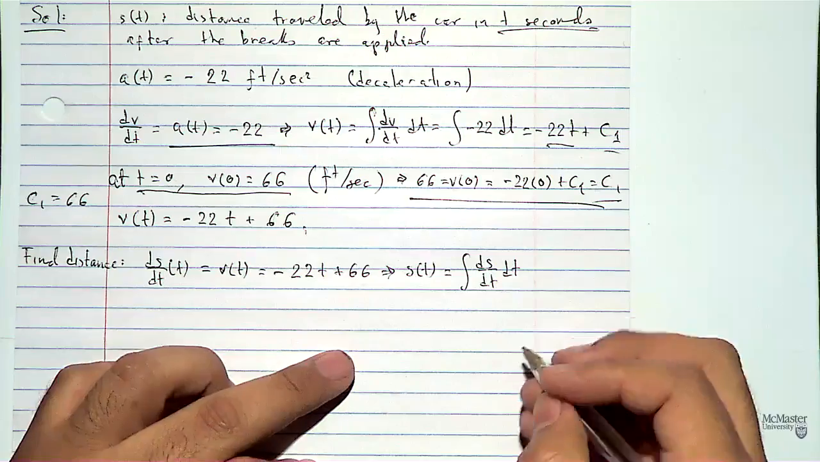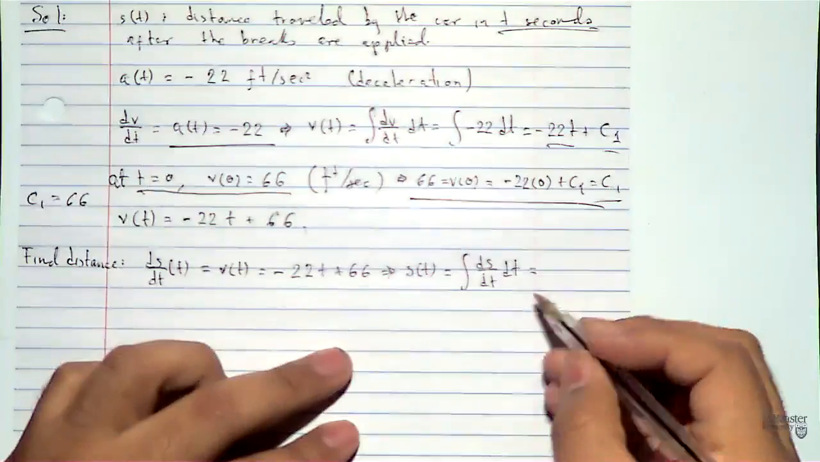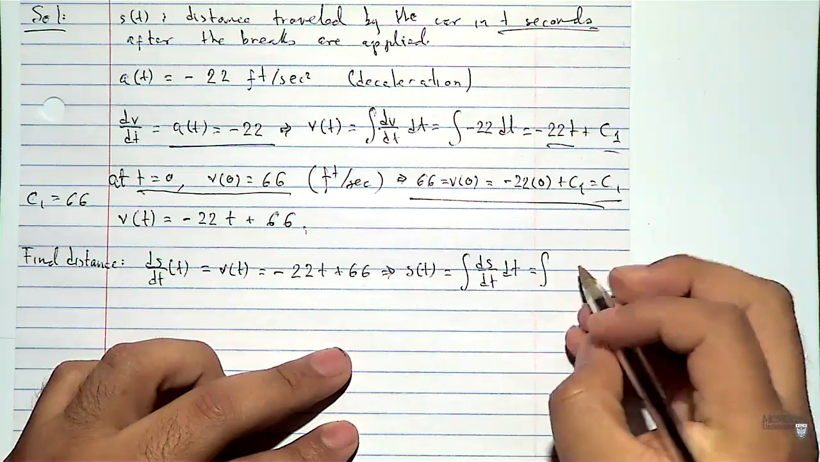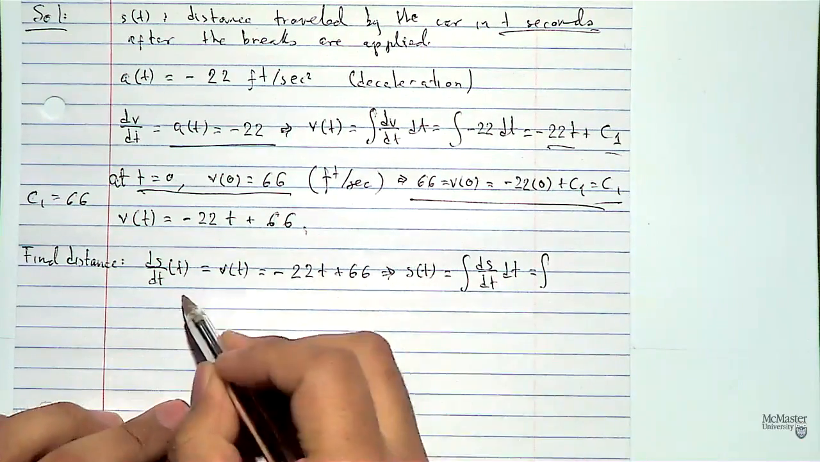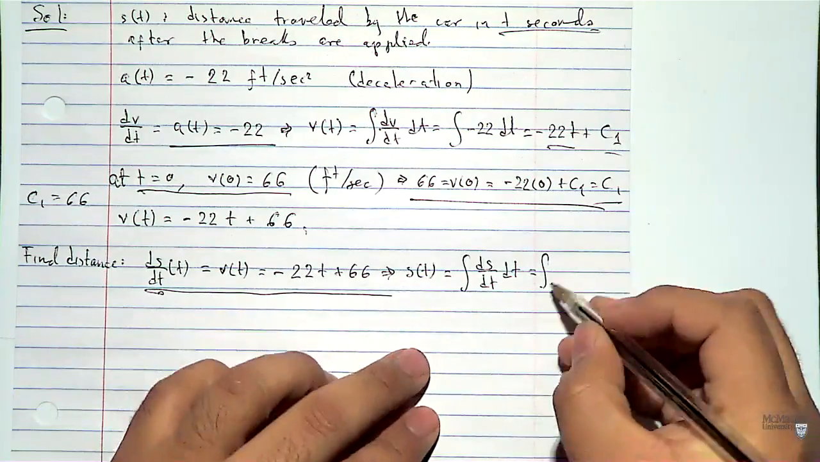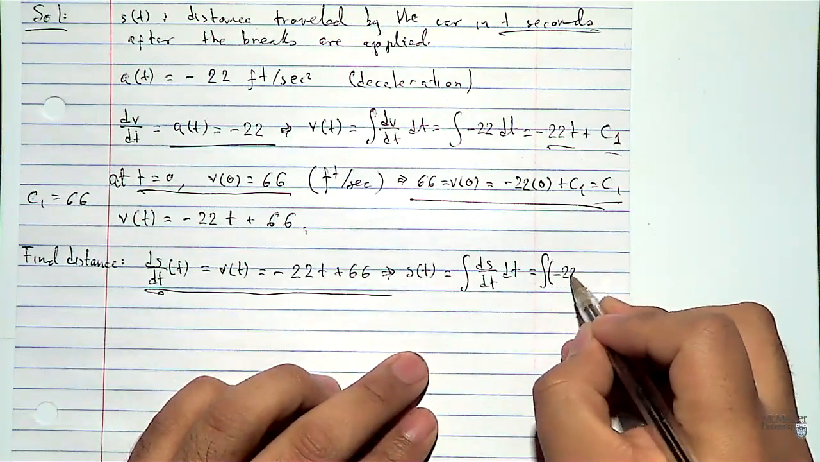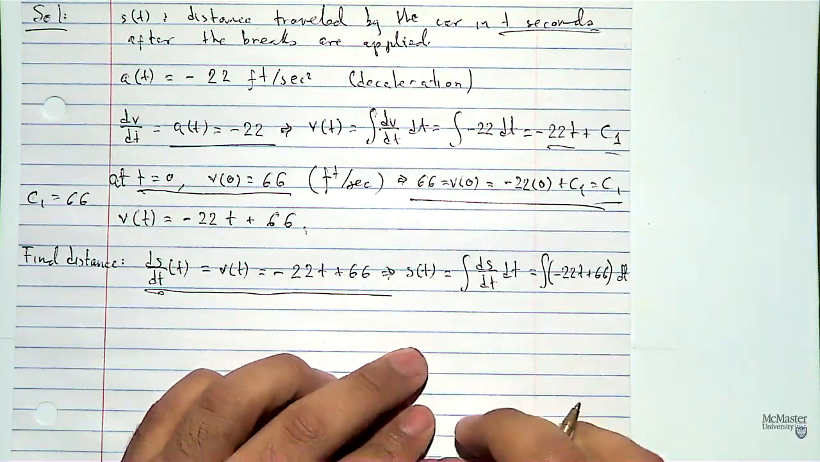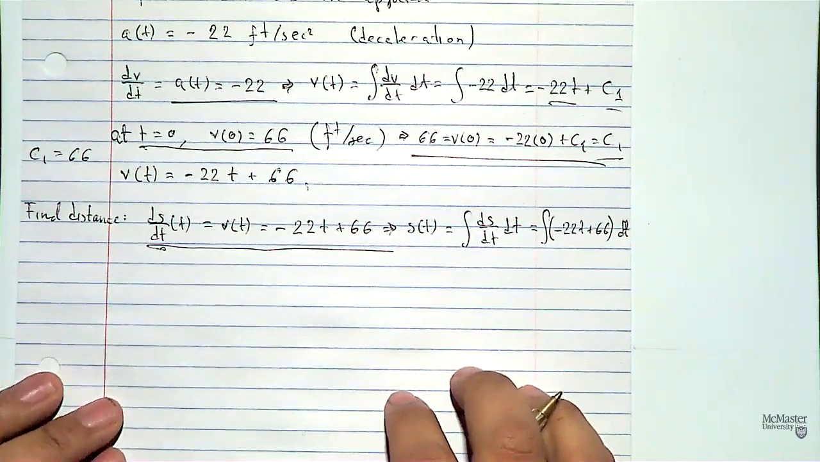to solve the problem. So, again, the integral and the derivative are inverse operators, loosely speaking. And then I do the integration over this formula that I have. So, the integral of ds/dt, which is minus 22 times t plus 66 times dt. So, let's perform the integration, right?